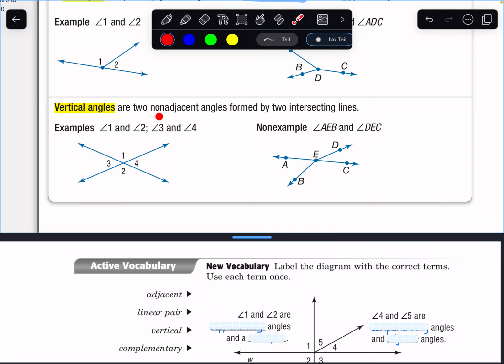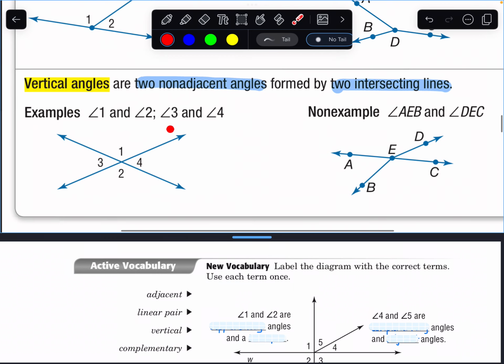And vertical angles are 2 non-adjacent angles formed by 2 intersecting lines. Okay, so here we have intersection, 1 and 2 are vertical, 3 and 4 are vertical. So notice any intersecting lines, you're going to create 4 angles in that space. So the opposite sides are the vertical angles. And even 3 and 4, there's no horizontal angles. That's not a thing. They're always vertical, even if it's side to side. The point is opposite, catty corner, not adjacent.